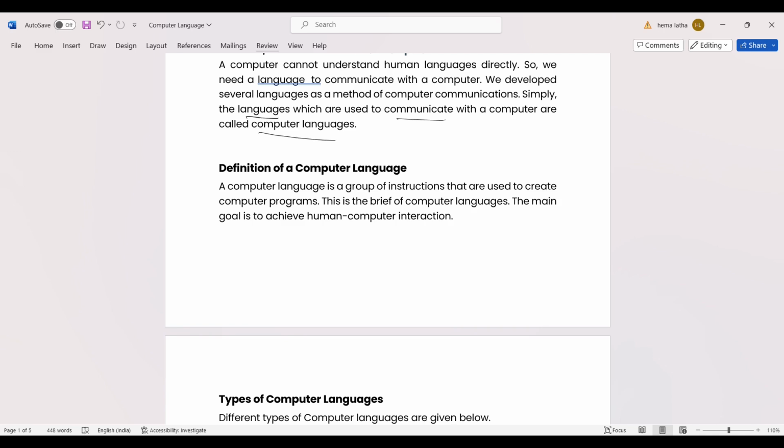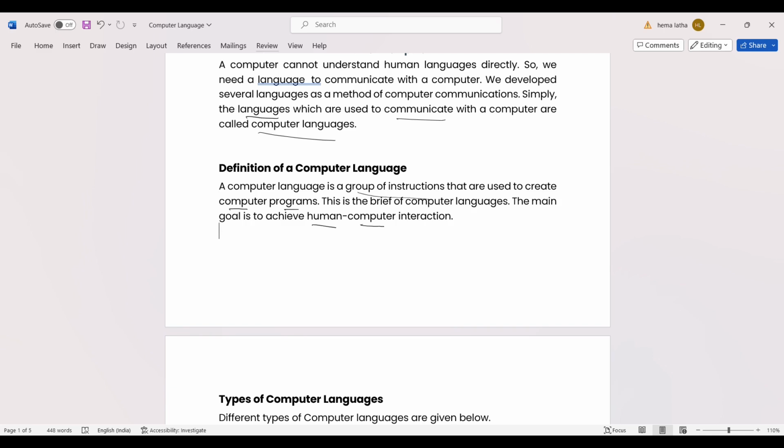So how can we define it? It is a group of instructions. That means when we communicate, we are giving a group of instructions that are used to create computer programs. That is called the computer language. The main aim is that the human being and the computer have to interact with each other. Through a certain set of programs only they can interact. That is called the computer language.